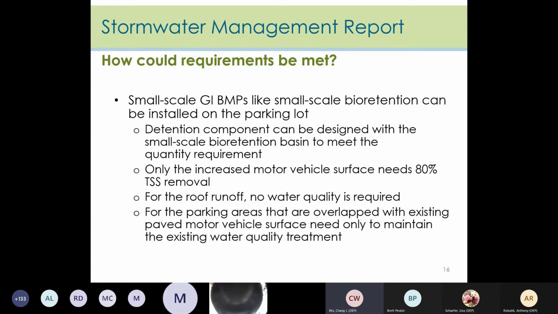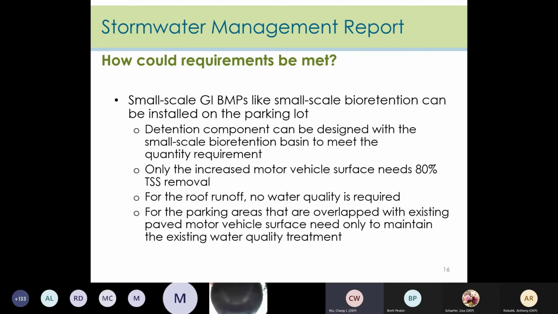So how do they meet the requirements? They can have a small scale GI BMP, like a small scale bioretention basin installed on the parking lot. And then they have the detention component that can be designed within the small scale bioretention basin to meet the quantity requirements.